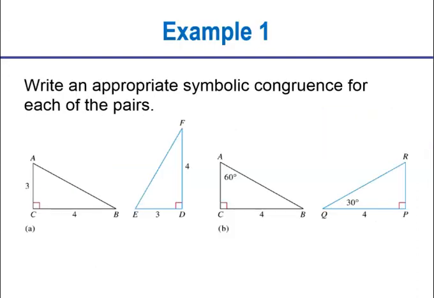Now we have a problem. Finally, example 1, write an appropriate symbolic congruence for each of the pairs. So it's two different problems. Let's look at problem A to start with. So we need to pay attention to what angles match. Now the way you may want to start this is to first just write the first triangle. Okay. So we have triangle, and I'm just going to write it as ABC.